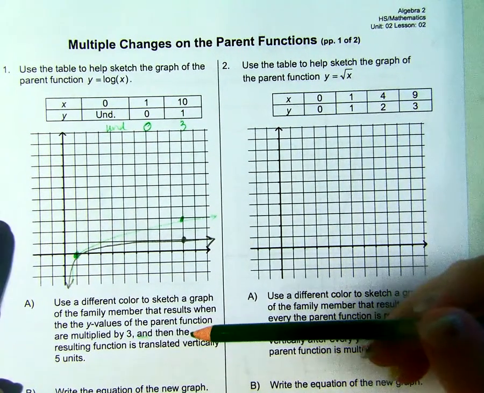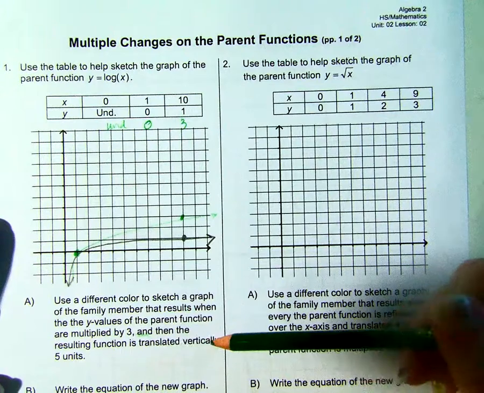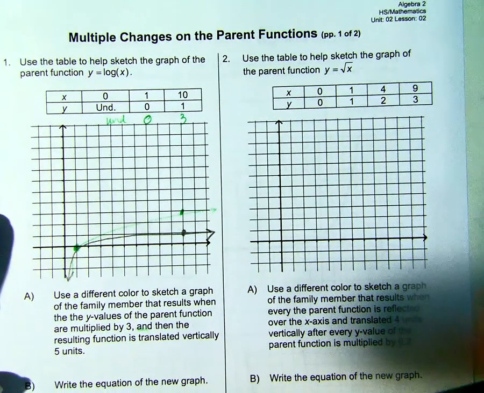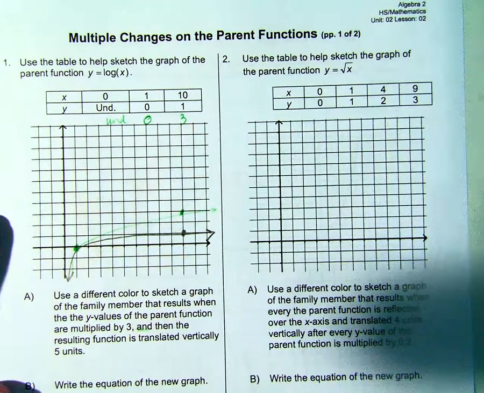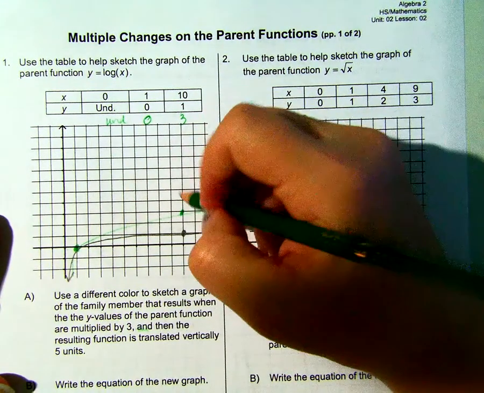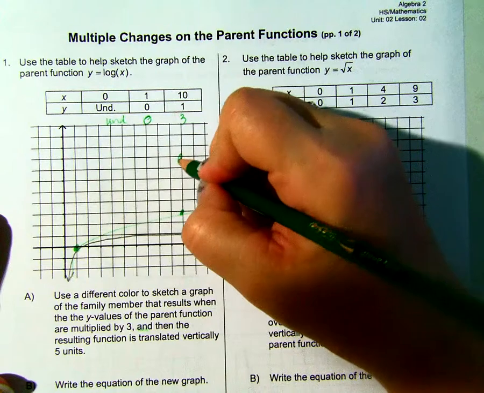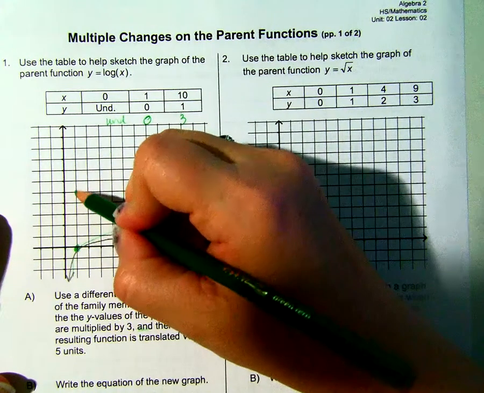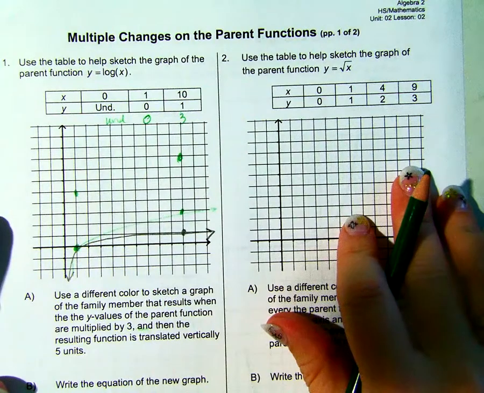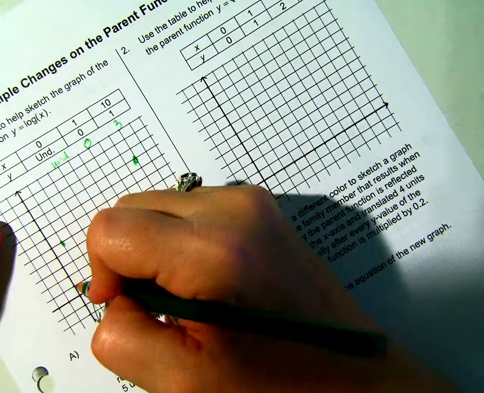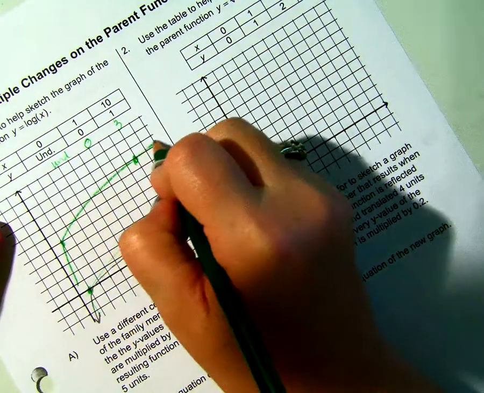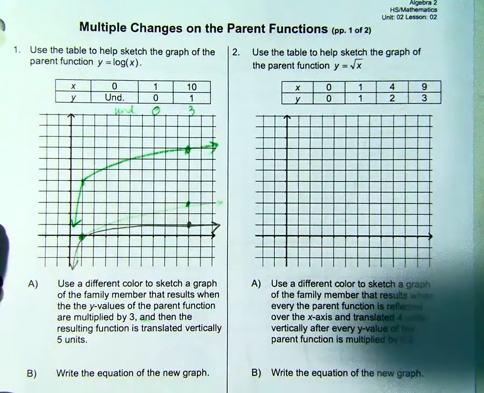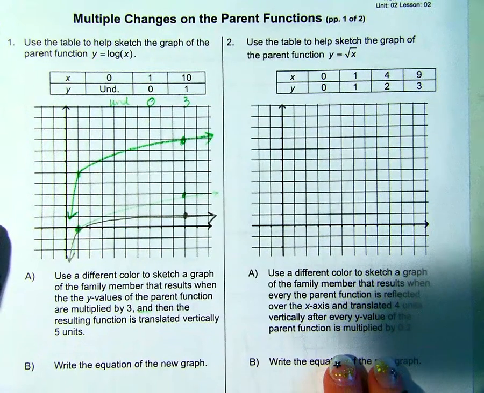Next, I have to vertically shift 5 units. Well, which way is that? How do you know it's up? Because it's not a negative number. Very good. So every point, I need to move it up 5. 1, 2, 3, 4, 5. 1, 2, 3, 4, 5. Those are the only 2 points of this function I have, aren't they? So I need it to look like that. That's my new function. Does that make sense?